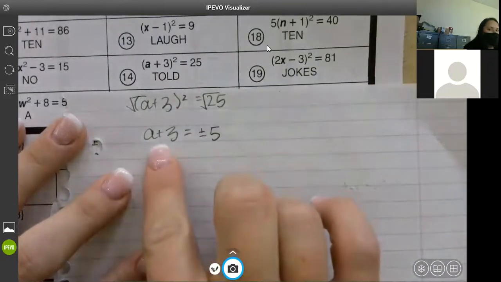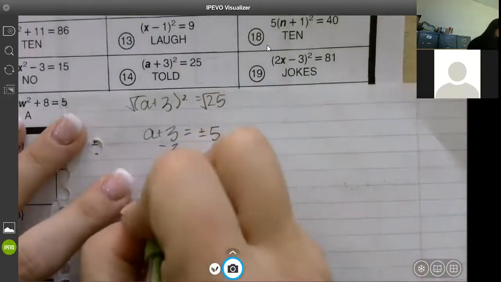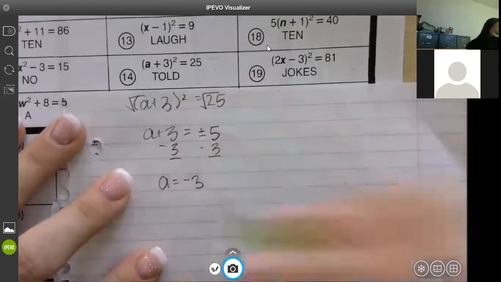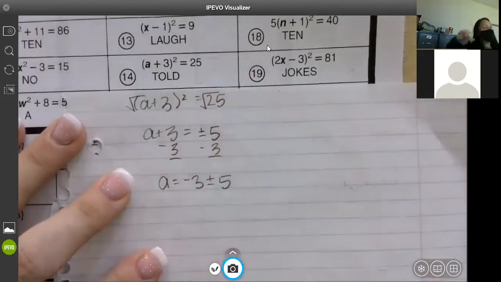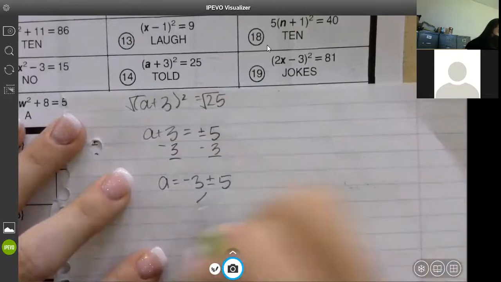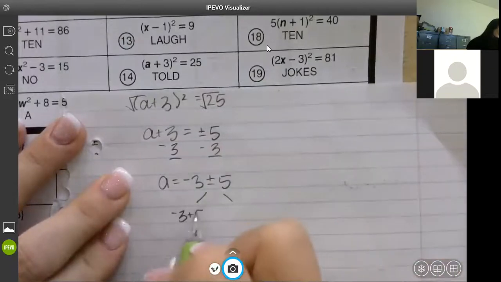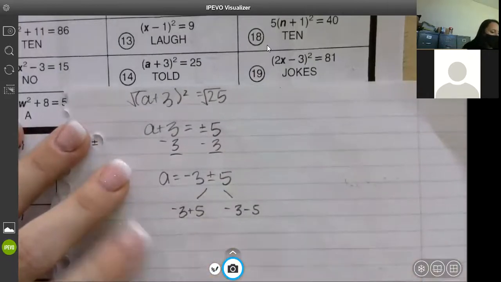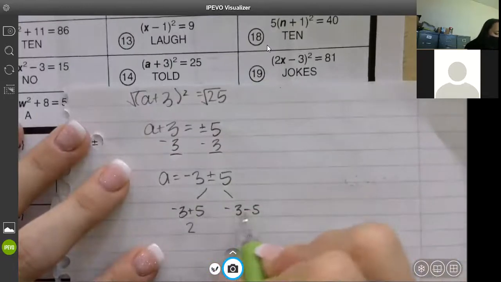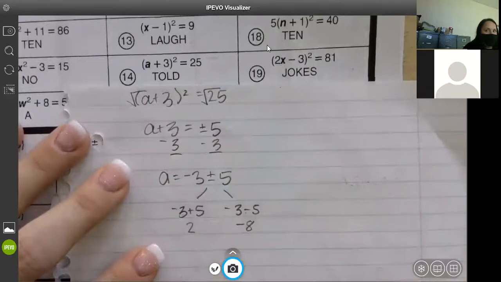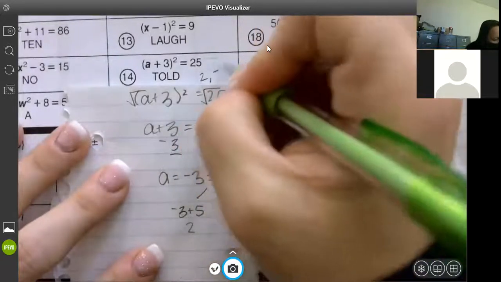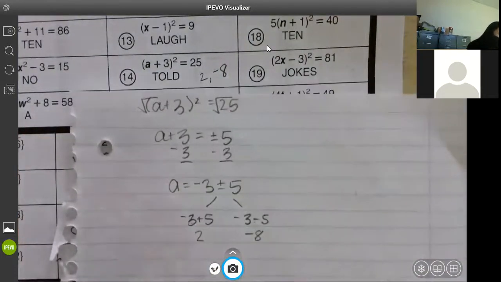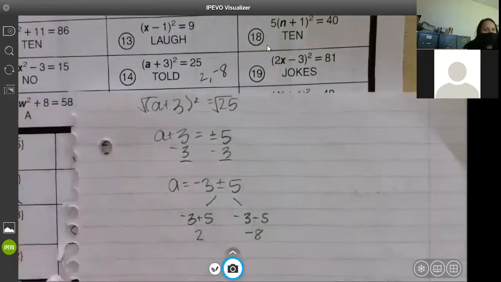How do I get rid of this 3? We're going to subtract 3. We get a equals, that negative 3 goes in front of that, subtract 3, plus or minus 5. Since I don't have that square root box, I have to split it up. Negative 3 plus 5 and negative 3 minus 5. Negative 3 plus 5 is 2. Negative 3 minus 5 is negative 8. So 14 is 2 and negative 8. So that's right here.